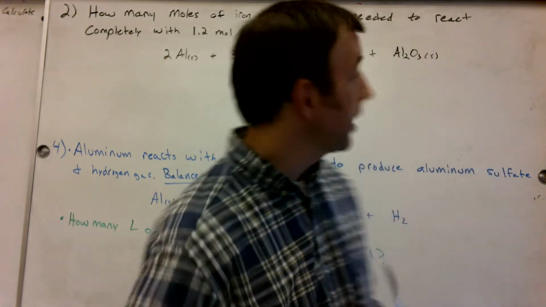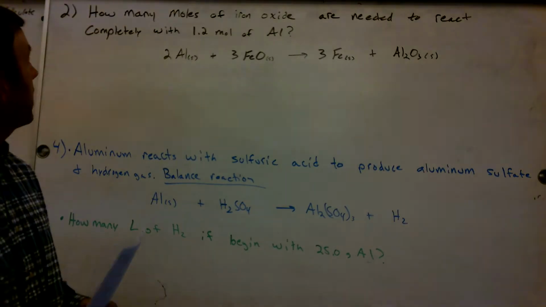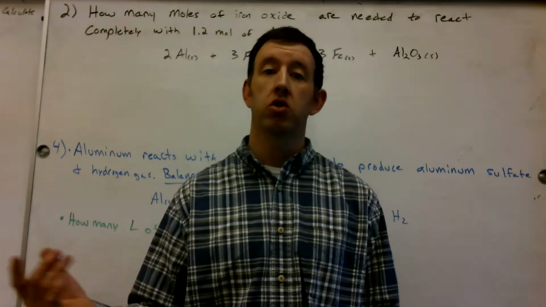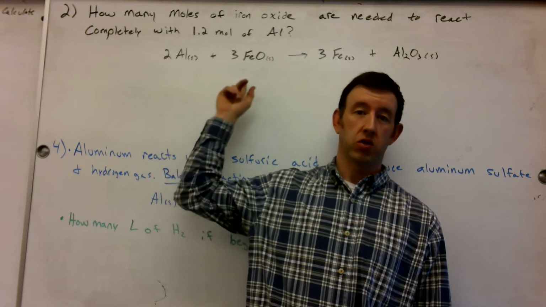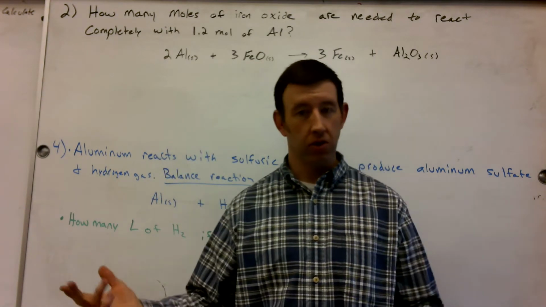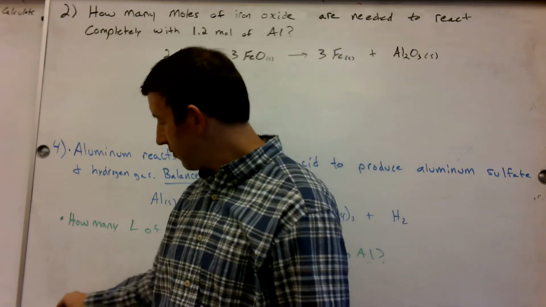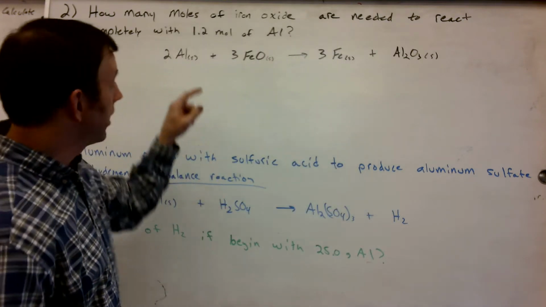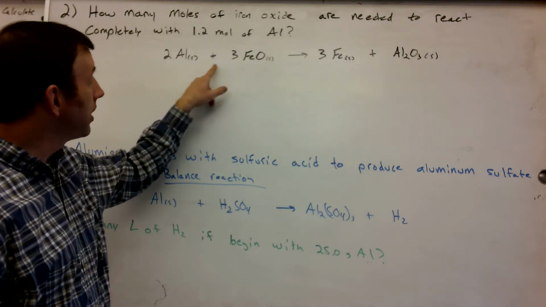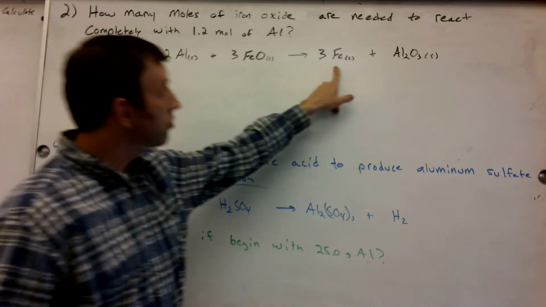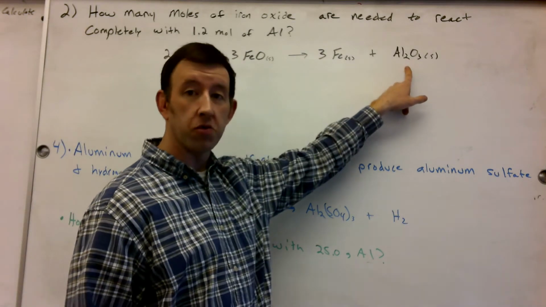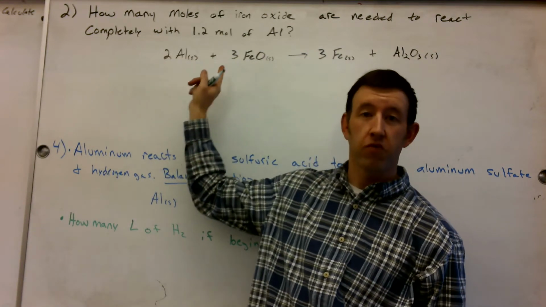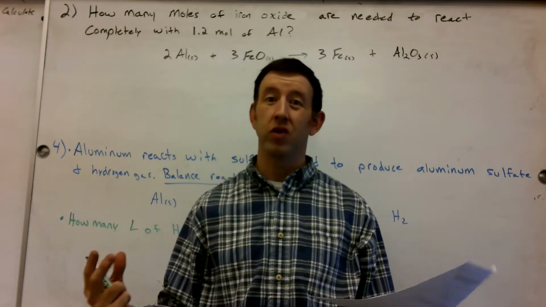Written up here on the board, it says, how many moles of iron oxide are needed to react completely with 1.2 moles of aluminum? So this is just the type of question to make sure you understand mole ratios as they're written in a balanced molecular equation, okay? So if we read this reaction, we have 2 moles of aluminum plus 3 moles of iron oxide yields 3 moles of iron and 1 mole of aluminum oxide. That's how we need to read those coefficients, the big numbers in front of the compound.